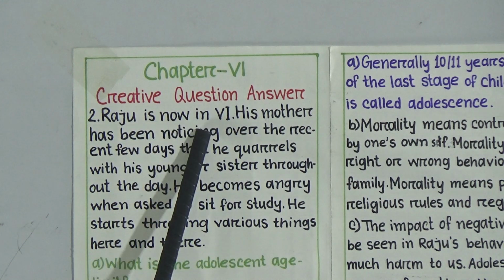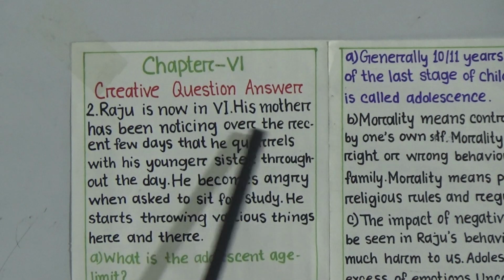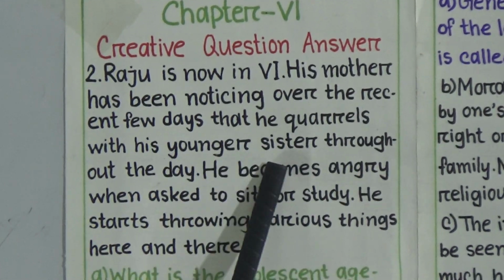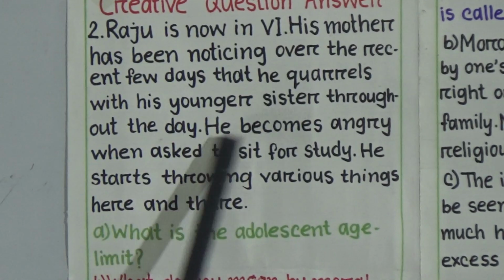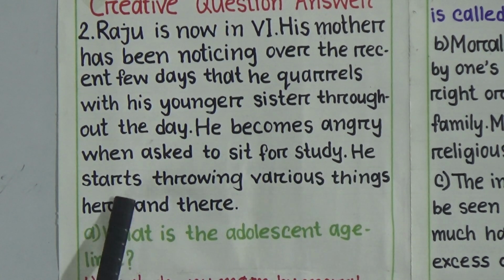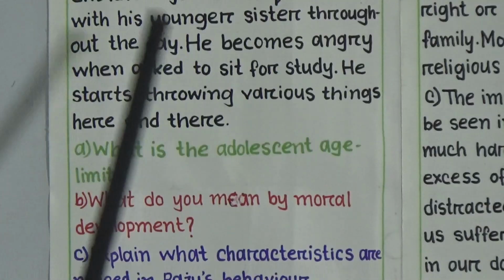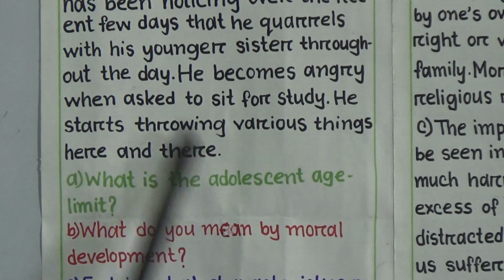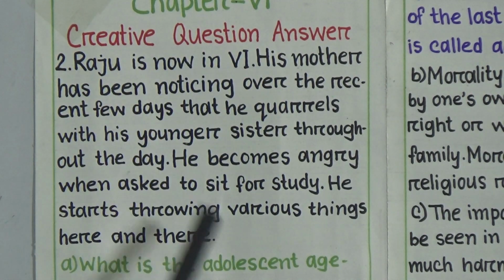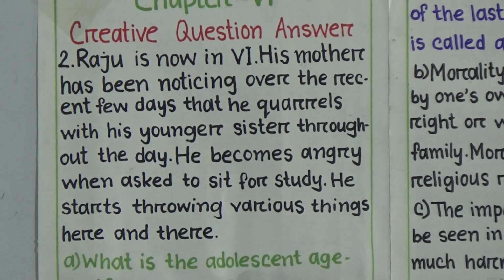Raju is now in class 6. His mother has been noticing over the recent few days that he quarrels with his younger sister throughout the day. He becomes angry when asked to sit for study. He starts throwing various things here and there. So, from this stem, we come to know that Raju is a student of class 6 and, observing his activities, we know that he is going through puberty.